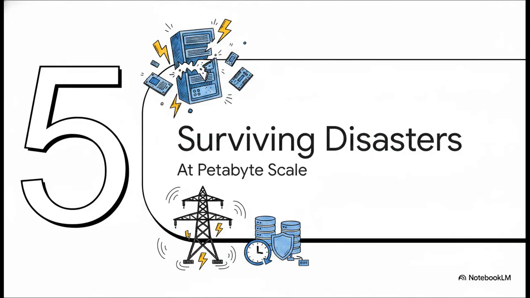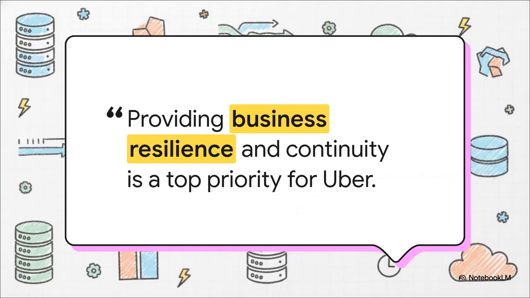Finally, Section 5, Surviving Disasters at Scale. Because look, when you process trillions of messages, hardware is going to fail. Power grids are going to go down. Providing business resilience and continuity is a massive priority for Uber. If a system failure happens, the financial and operational impacts are immediate and severe. Riders get stranded, drivers aren't getting paid, the food goes cold.